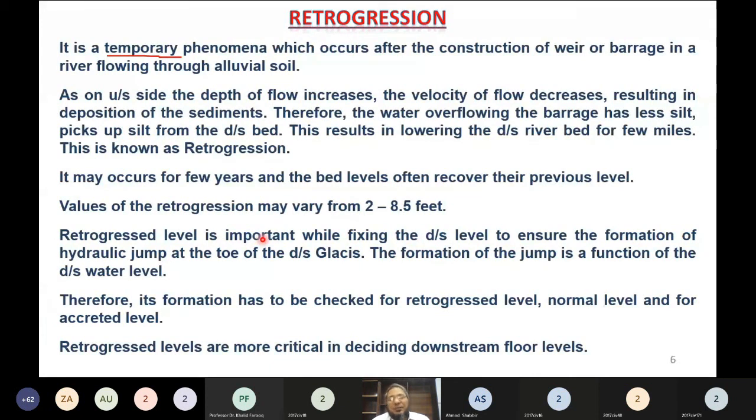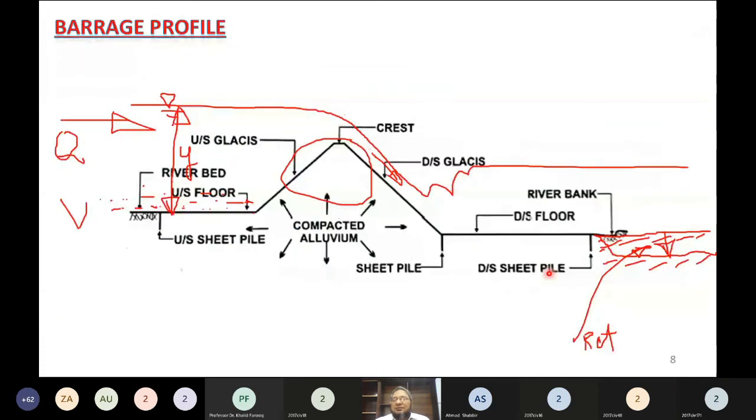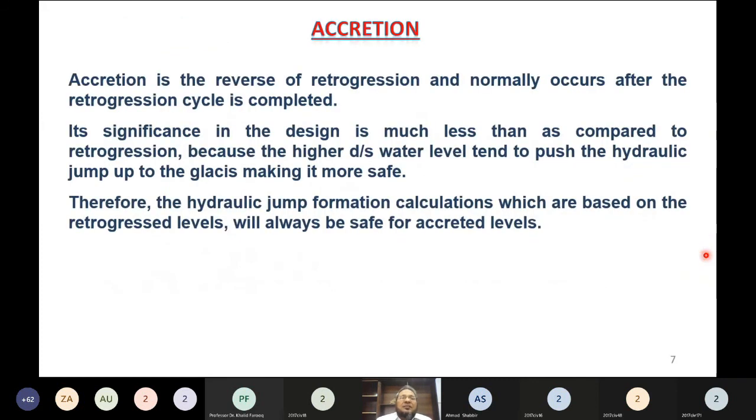Retrogressed level is very important while fixing the downstream level, to ensure the formation of a hydraulic jump at the toe of the downstream glacis. Actually, the formation of the jump is a function of the downstream water level. If you see here, if the downstream riverbed is retrogressed, then the depth of flow here is reduced, and this hydraulic jump which was forming here may form maybe here or even on the downstream floor. When it forms on the downstream floor, it is unsafe. It prolongs the turbulence here, and then the downstream riverbed is further eroded, which can further damage the barrage.